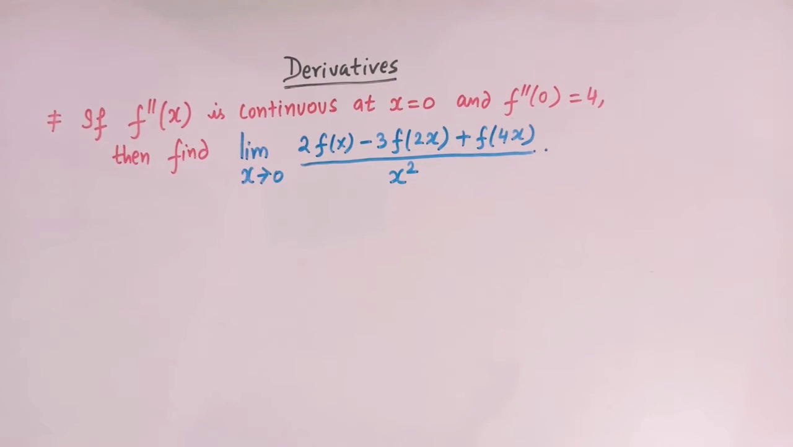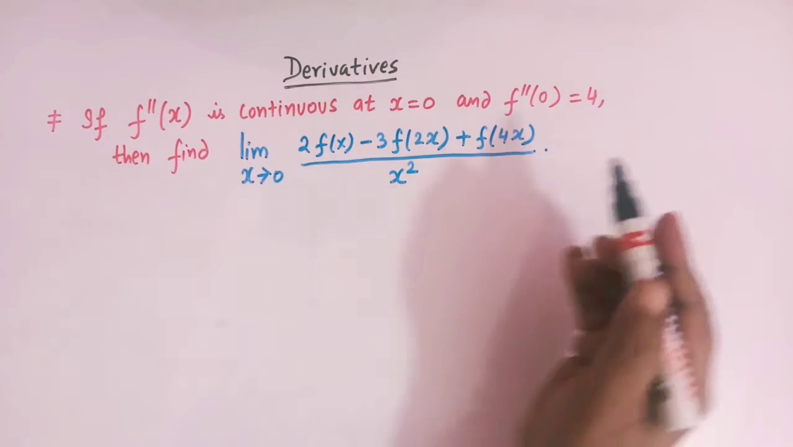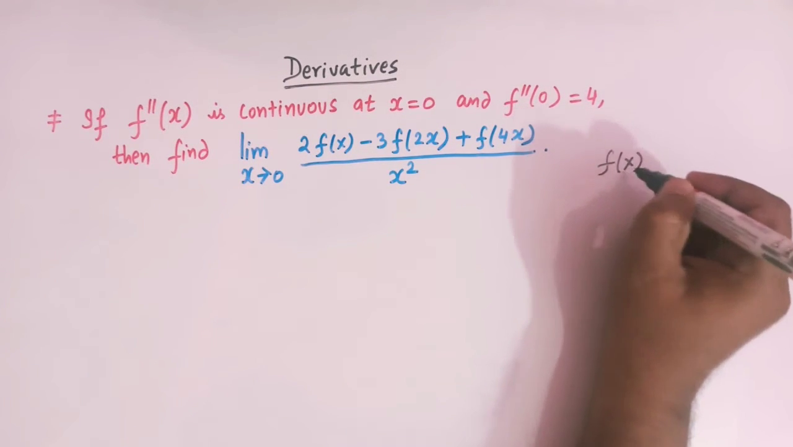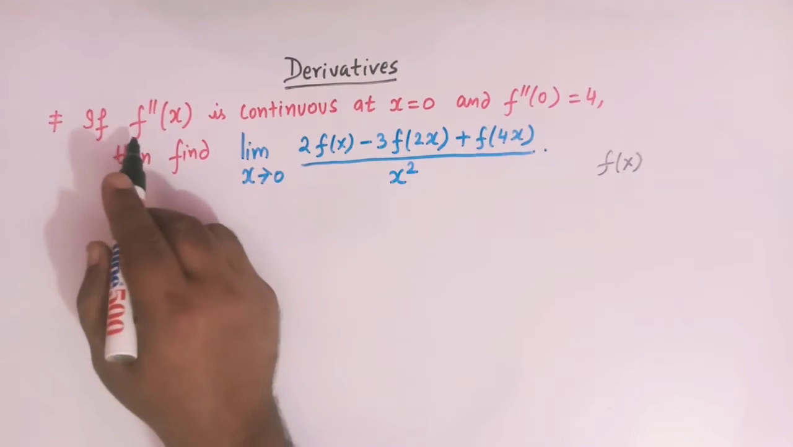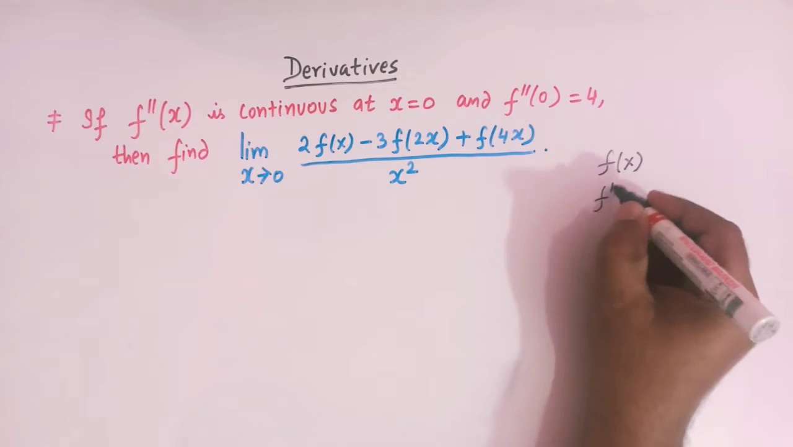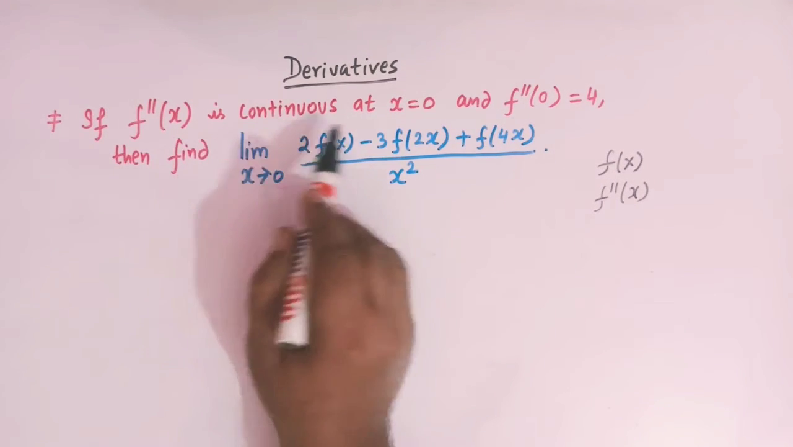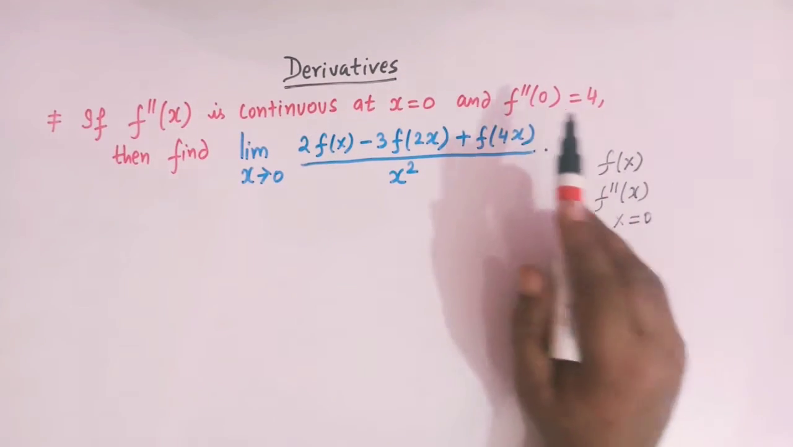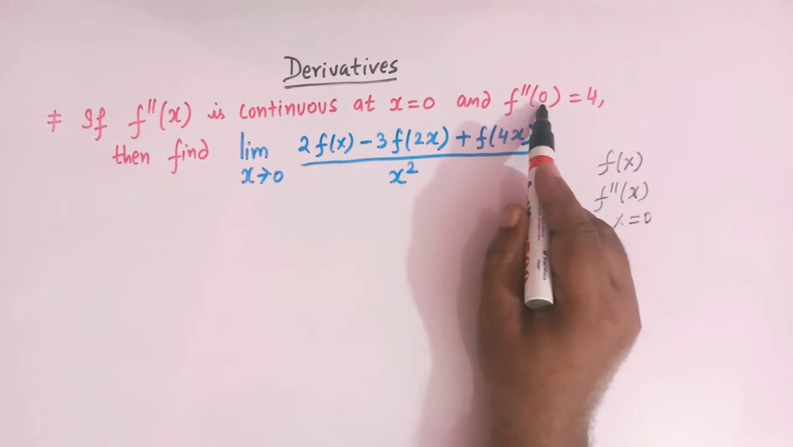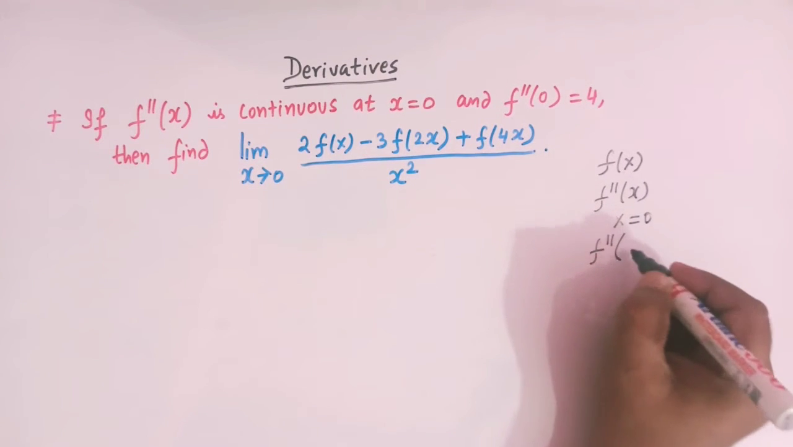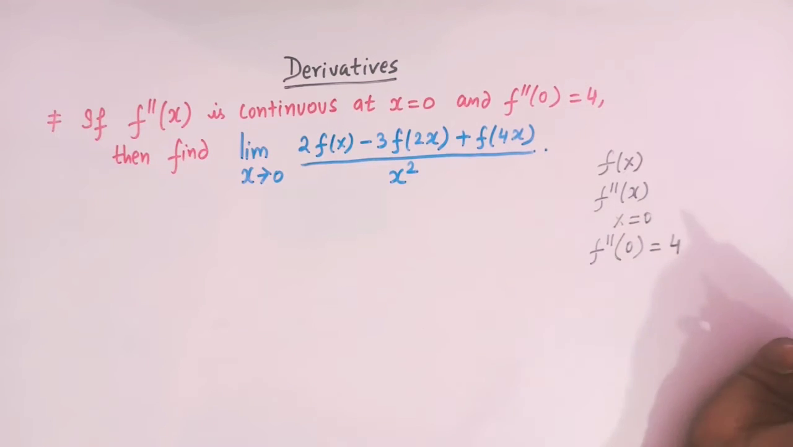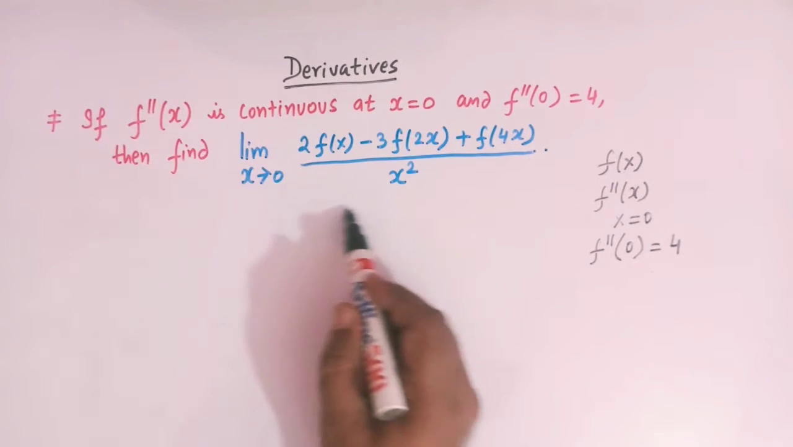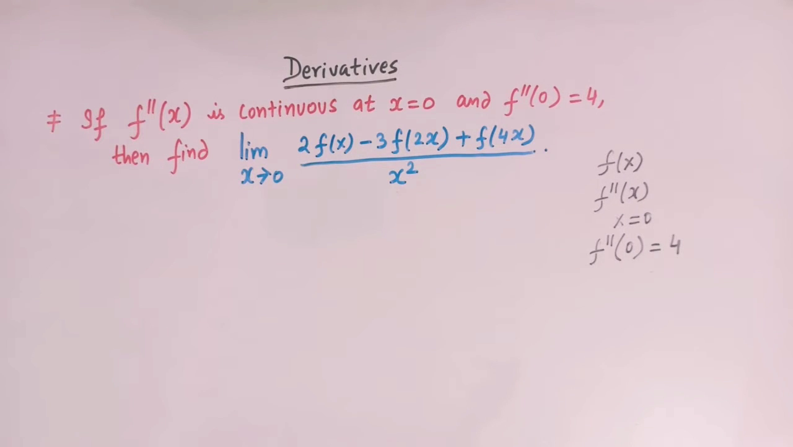So here we are given a function f of x, and the second derivative of f of x is given to be continuous at x is equal to 0, right? And the value of the second derivative of f of x at x equal to 0 is given as equal to 4, right? Then we have to find the value of this limit, right? So this problem is going to be a very interesting problem. So let us solve this problem.